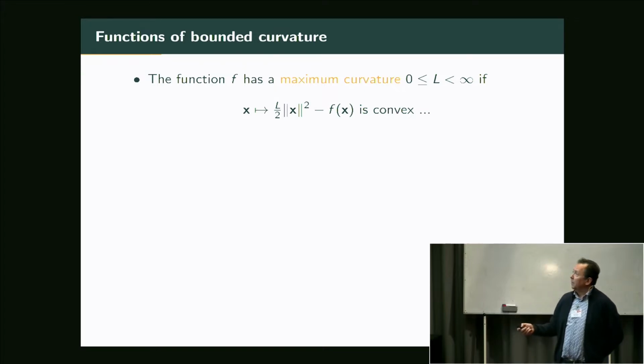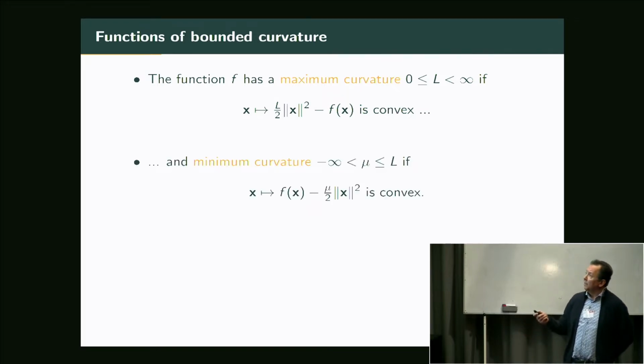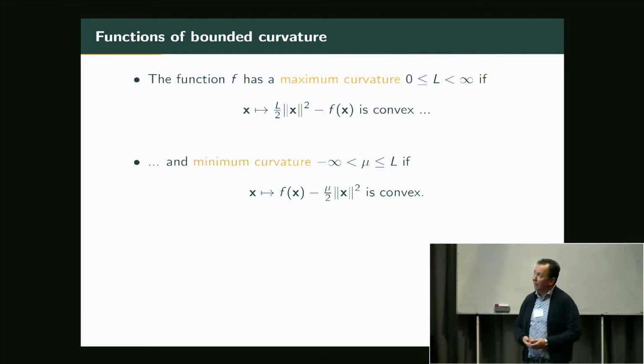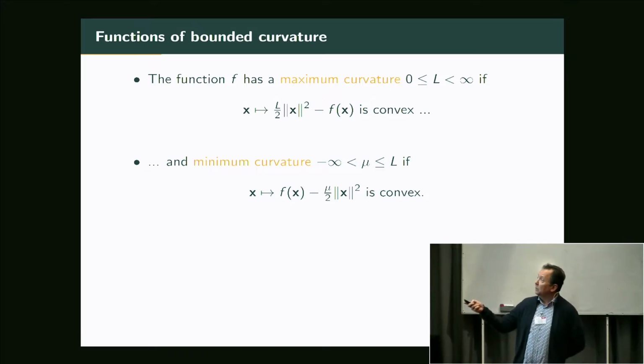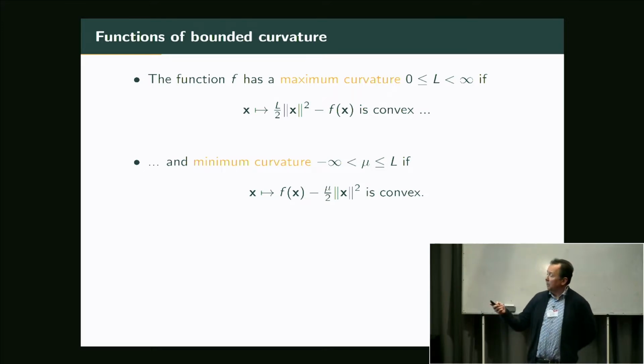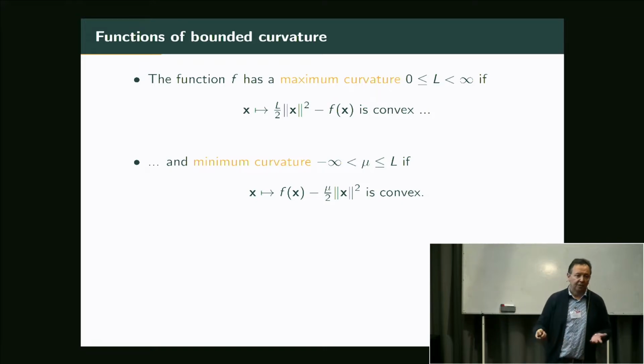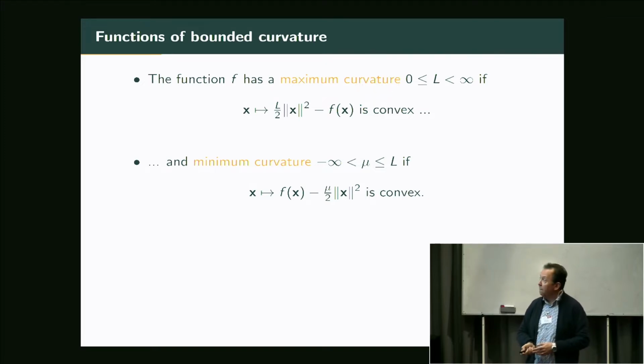So the first was the maximum curvature. Now the minimum curvature: a function is said to have minimum curvature mu if we can subtract some quadratic function from f and still obtain a convex function. In particular, we require that mu is at most L, but it can take negative values as long as these are finite negative values. So in particular, if mu is equal to 0, this implies that f is a convex function. So this includes the class of convex functions if mu is equal to 0.